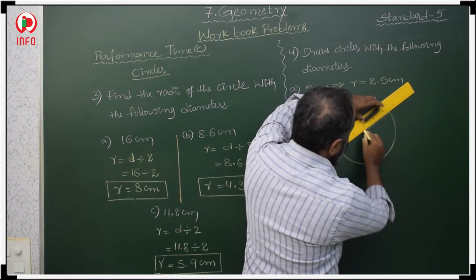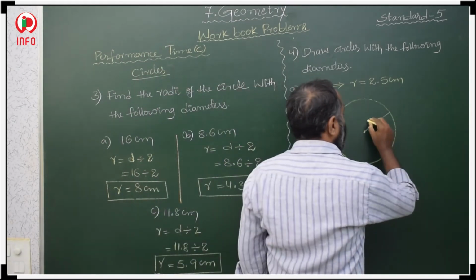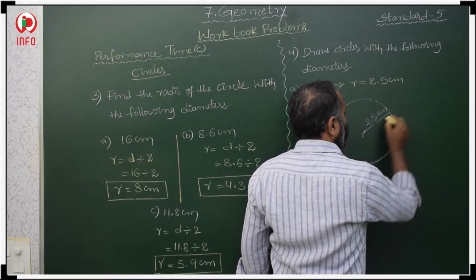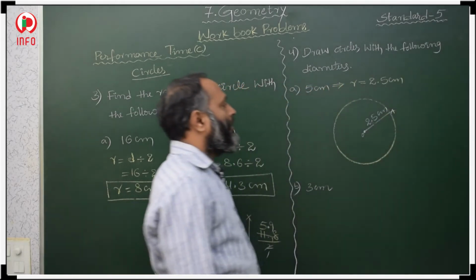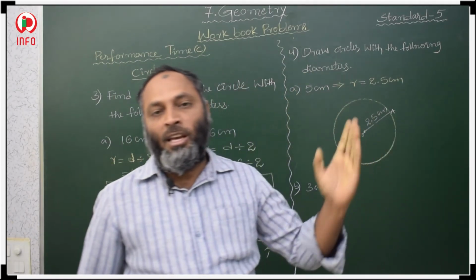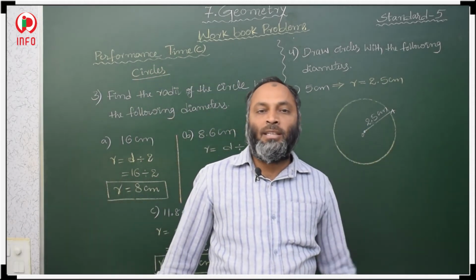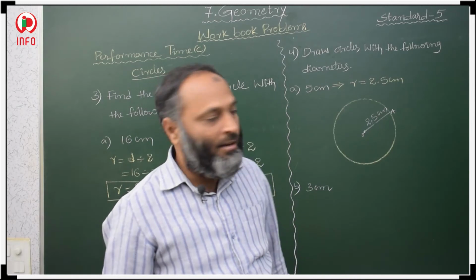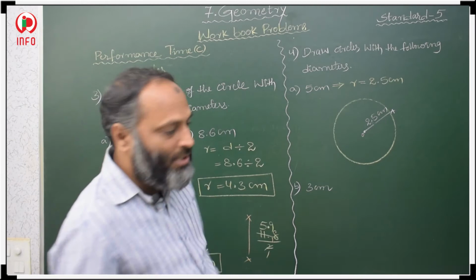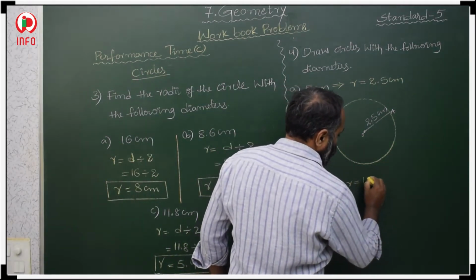After that you have to check. So what about your radius with the scale? You should get 2.5 centimeters as your radius. Okay. Now, when diameter is given, how to construct a circle? First we have to convert the diameter into radius. We have to find the value of the radius. Then after that we have to draw the circle. Here the diameter is 3 centimeters. Then what about radius? Half of 3 is 1.5 centimeters.